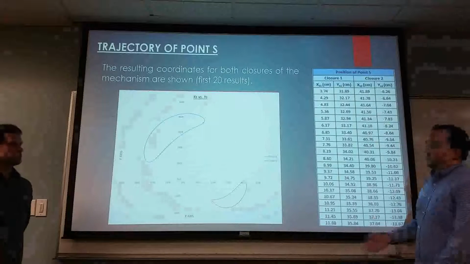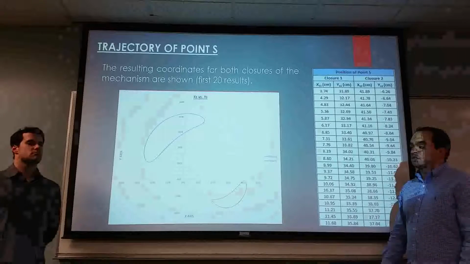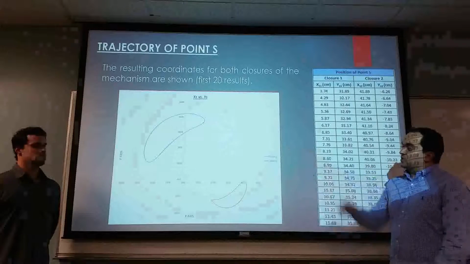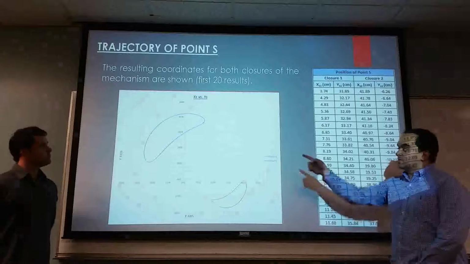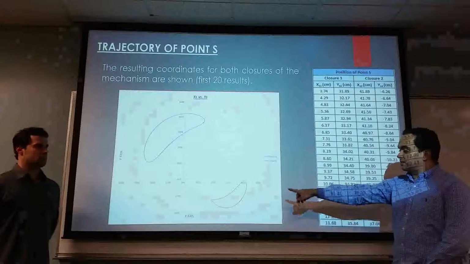These two equations were used to calculate the coordinates. Here you can see once the kinematic analysis is performed already and no singularity is shown, we get a clean set of data. And there you see the trace of point S for closure 1, and the trace of point S for closure 2.